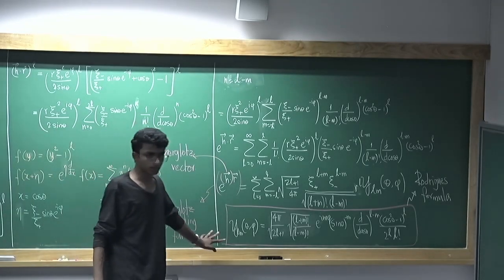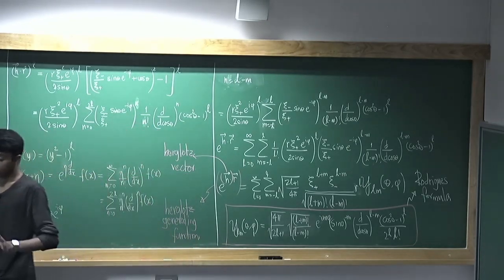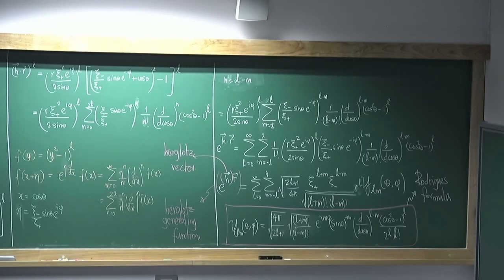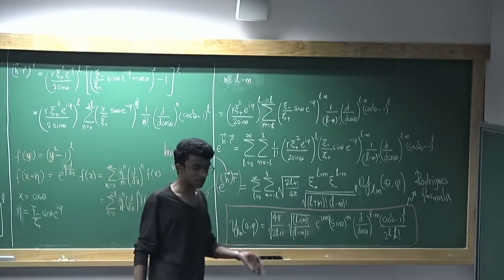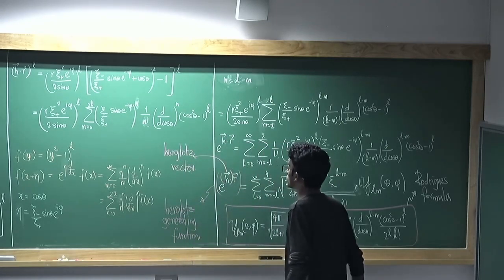I won't belabor that now, but you can go home and show this, that if r to the l is a solution, 1 by r to the l plus 1 is a solution. In which case we basically have everything that Griffiths has: r to the l Y_lm and 1 by r to the l plus 1 Y_lm. Okay, so that's where I'll stop.